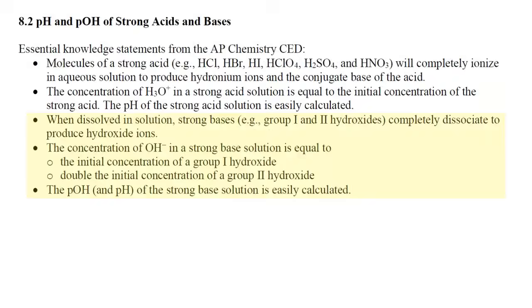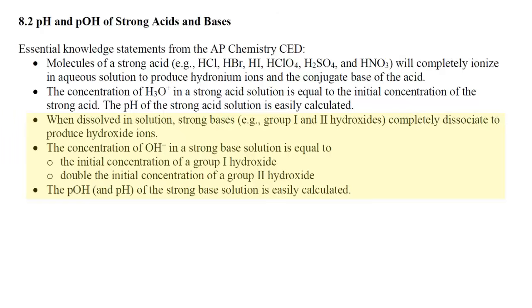Now, on this next slide, you can see I'm highlighting some of the essential knowledge statements from topic 8.2 that are relevant to strong bases. The first one says that when dissolved in solution, strong bases, for example group 1 and group 2 hydroxides, completely dissociate to produce hydroxide ions. But the next essential knowledge statement contrasts the difference between a group 1 and a group 2 hydroxide. So again, pay attention to that ratio.